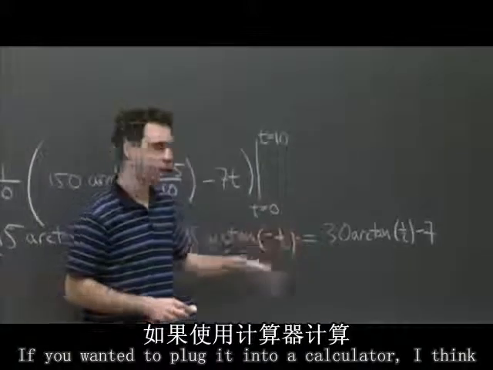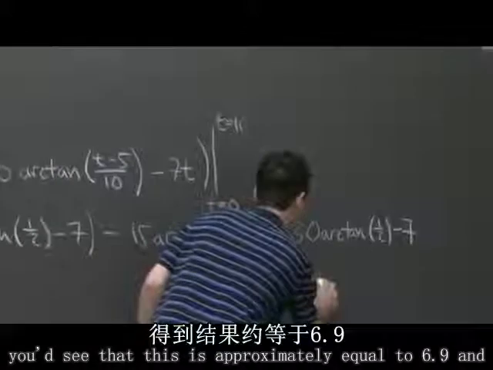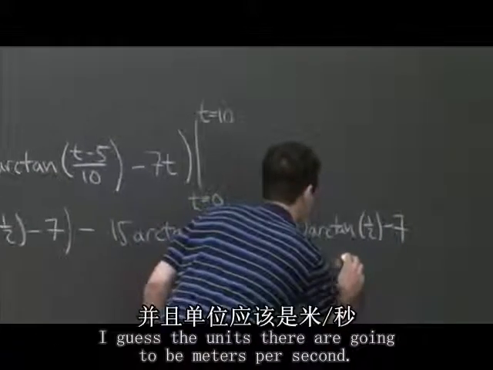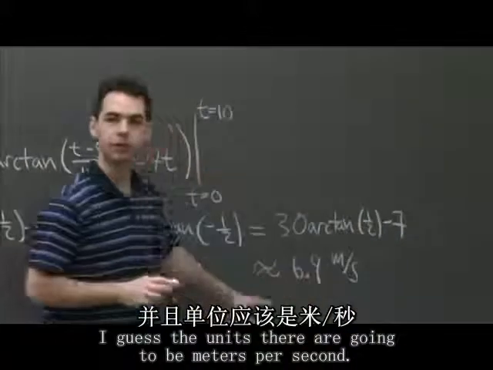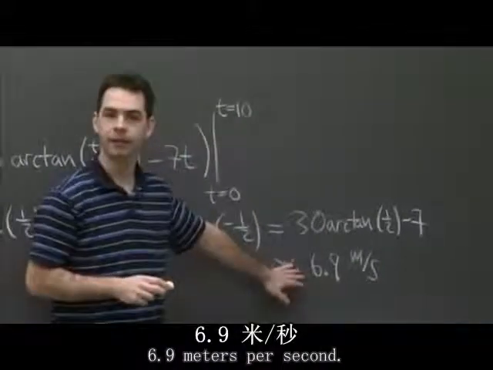If you wanted to plug it into a calculator, I think you'd see that this is approximately equal to 6.9. And I guess the units there are going to be meters per second. So her average velocity over this time is about 6.9 meters per second.